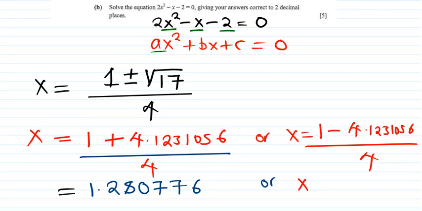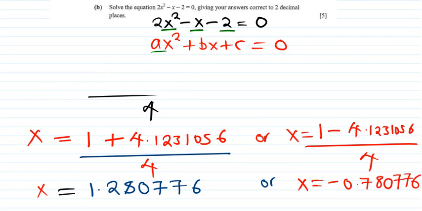Okay, then on the other end as well, x is what? So there we are subtracting now 1 minus our root of 17, right? So negative 3.123 something divided by 4. So negative 0.7807776.